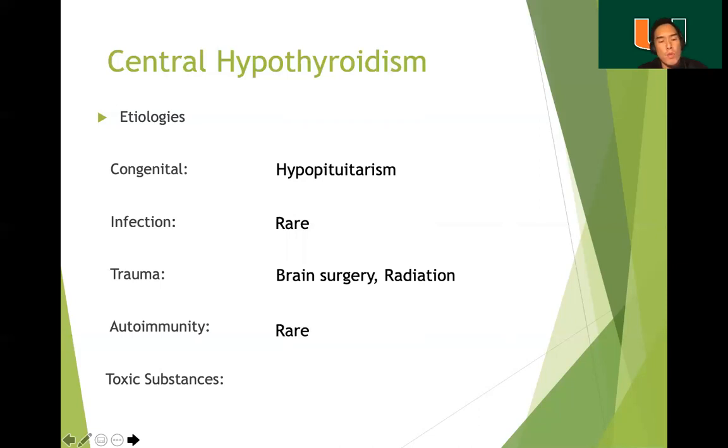Autoimmunity is also rare. Toxic substances, one of the agents that can suppress TRH and TSH secretion is dopamine. You see that in the intensive care unit. When you infuse dopamine, it actually suppresses TRH secretion.